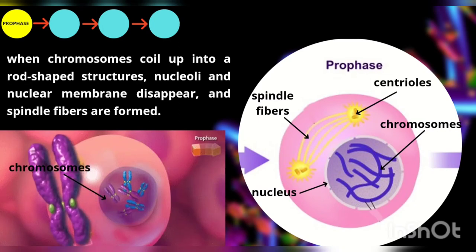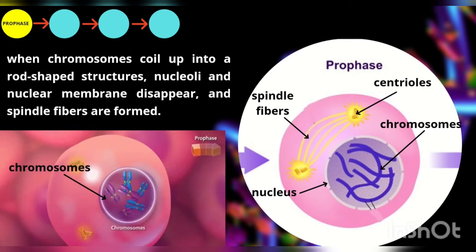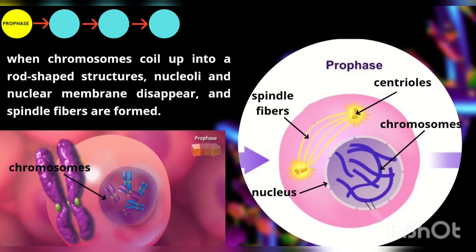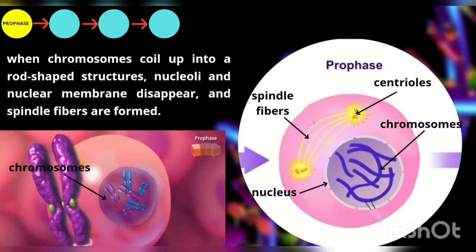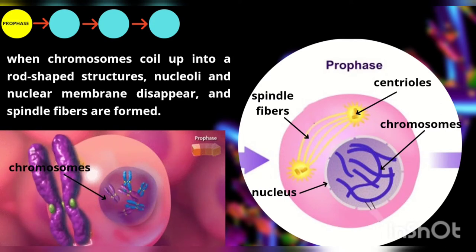Prophase is when chromosomes coil up into rod-shaped structures, nucleoli and nuclear membrane disappear, and spindle fibers form. The double-stranded chromosomes are formed while the nuclear envelope starts to disappear. Centrioles are doubled and move towards the opposite poles of the cell.